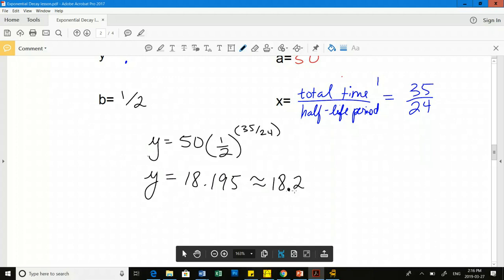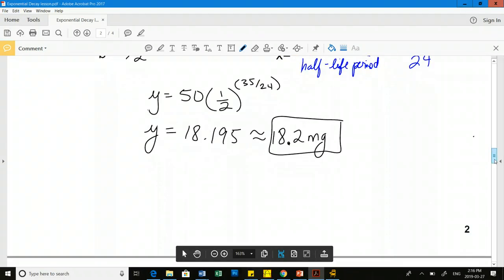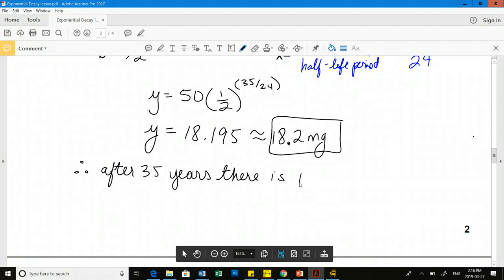18.2 what? What did we just find? Milligrams, yeah, units of measurement. Okay, so about 18.2 milligrams. Therefore, the interpretation of our answer is our therefore sentence. Therefore, after 35 years, there's 18.2 milligrams of plutonium remaining.